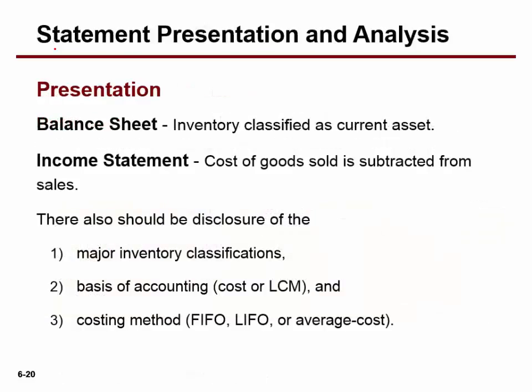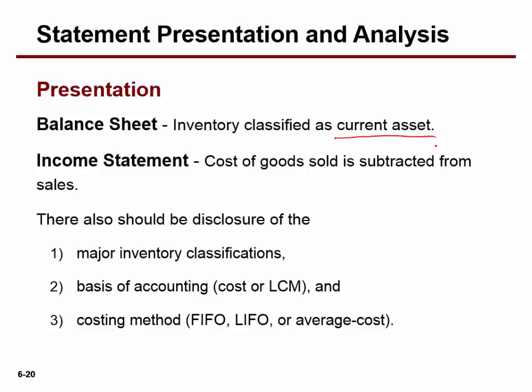Okay, good. Presentation on the balance sheet. Inventory is classified as a current asset. Inventory is what? A current asset, right? And we know that cost of goods sold is on the income statement. Please, we're not children, right? We're not babies here.